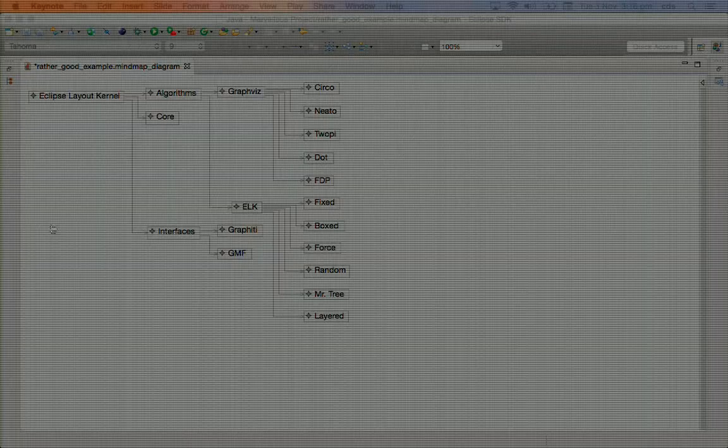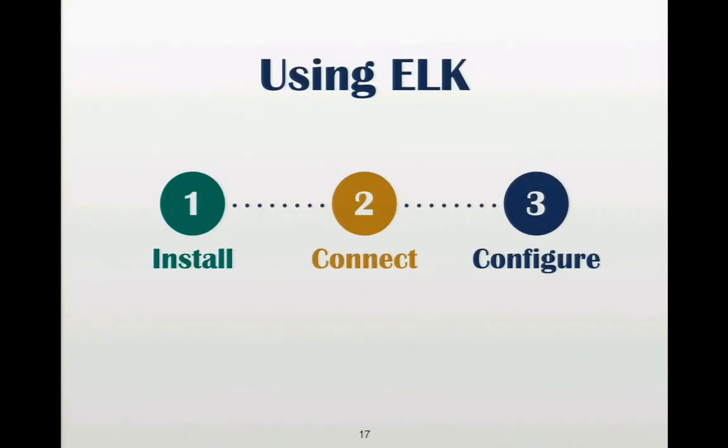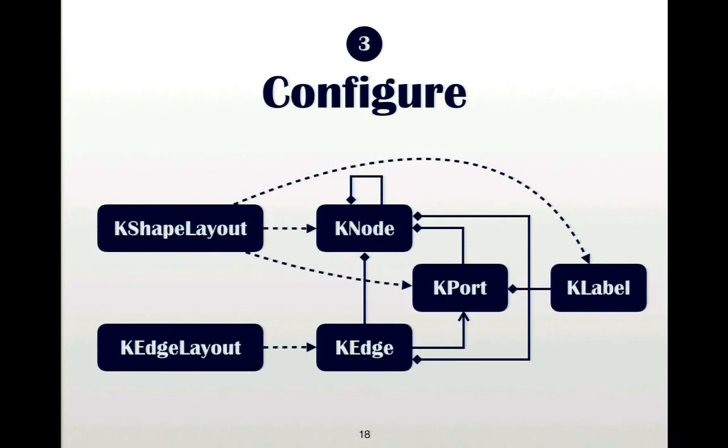We have to configure automatic layout to suit our kinds of diagrams. That's the next thing we need to do. We have connected our diagram editor to the Eclipse Layout Kernel. Now we need to configure layout. So how is that done? Let's come back to this diagram. We will now be concentrating on this part.